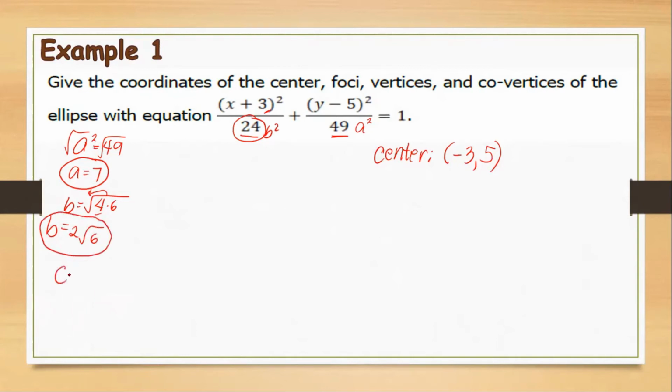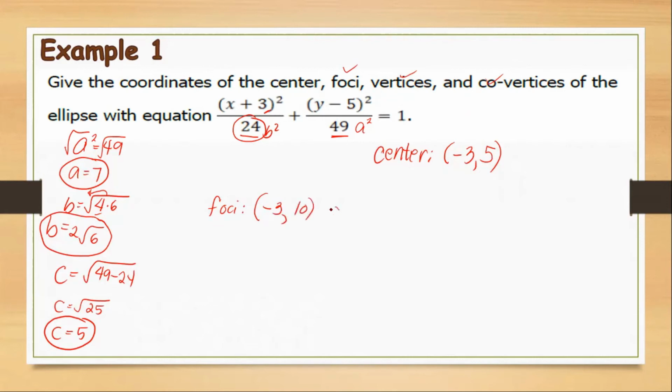And let's find our c. c is equal to the square root of 49 minus 24. 49 minus 24 is equal to 25. So we get c equals the square root of 25, and so our c is equal to 5. Okay, so we have now our a, b, and c. It's easier for us to find the foci, the vertices, and the co-vertices. So let's find first the points of our foci. We have to refer to c, and we have to move at y. So we will remain at negative 3 here, but we have 5 plus 5, which is 10. And also, we have negative 3, and 5 minus 5, which is 0. So these will be the foci of our ellipse.